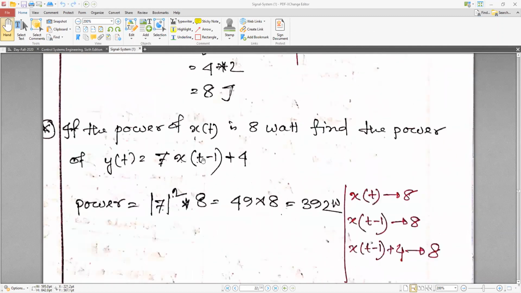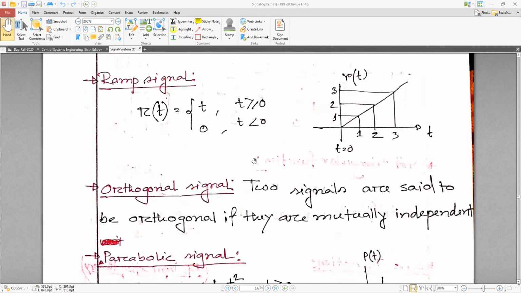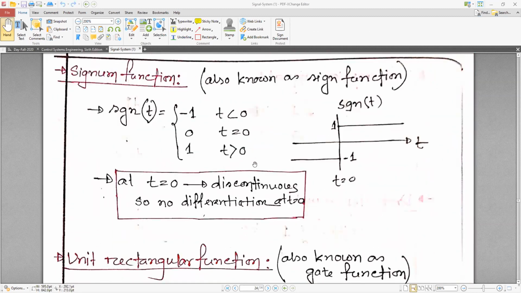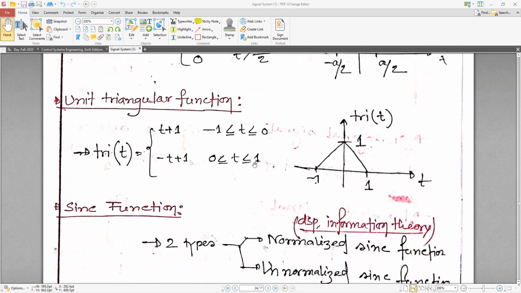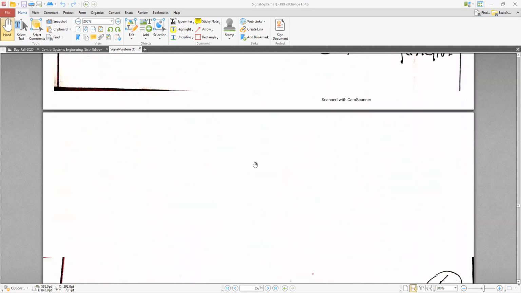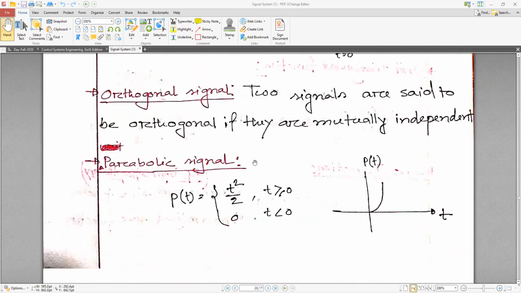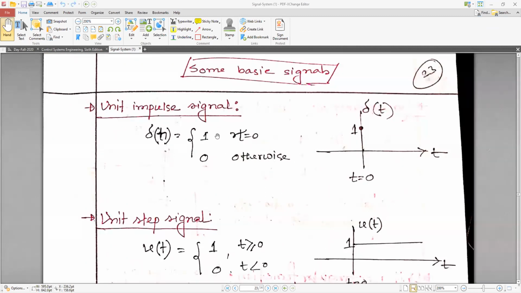Now let's look at another thing, some basic signals. We need to know some basic signals like this. What is the unit impulse signal? What is the unit step signal? What is the ramp signal? What is the orthogonal signal, parabolic signal, the signum function, the unit rectangular function, unit triangular function? We need to know these things. Let us discuss some, because we still have some time.